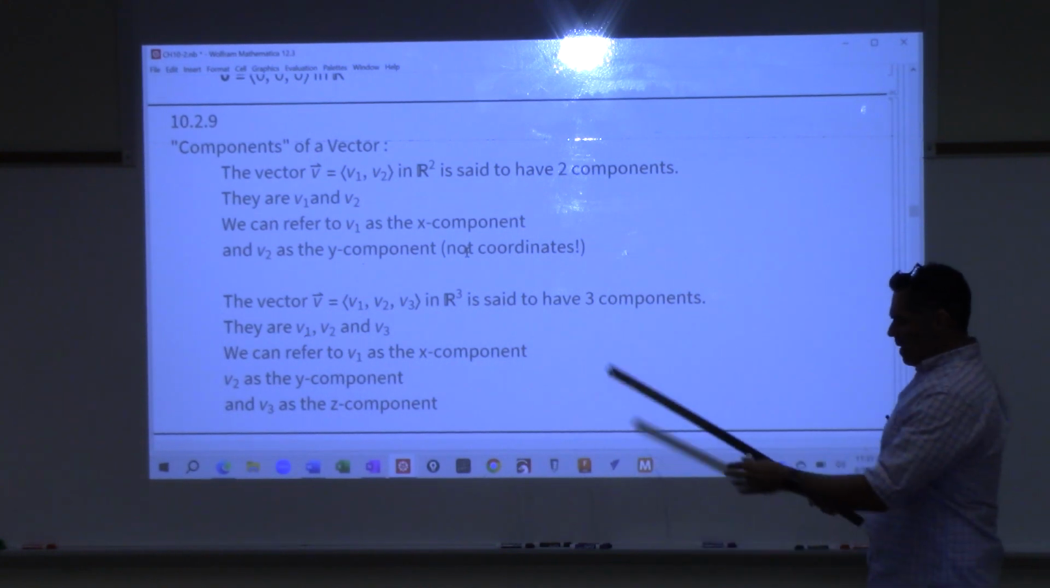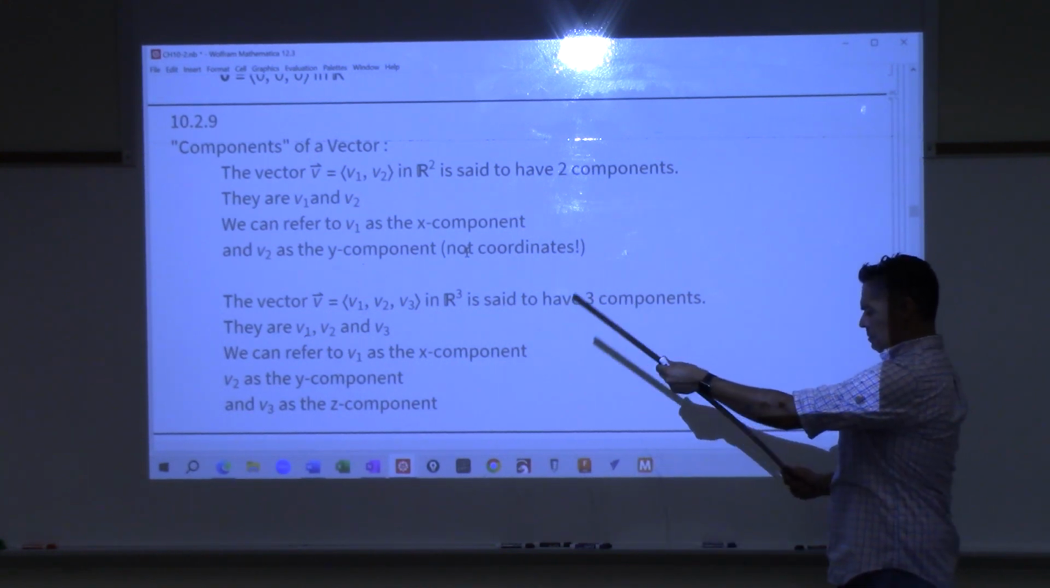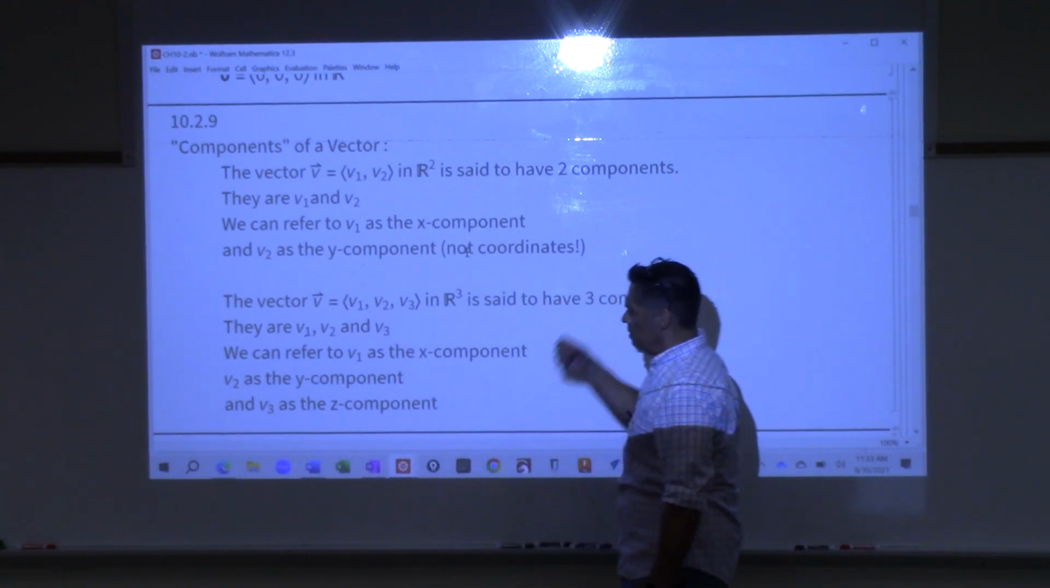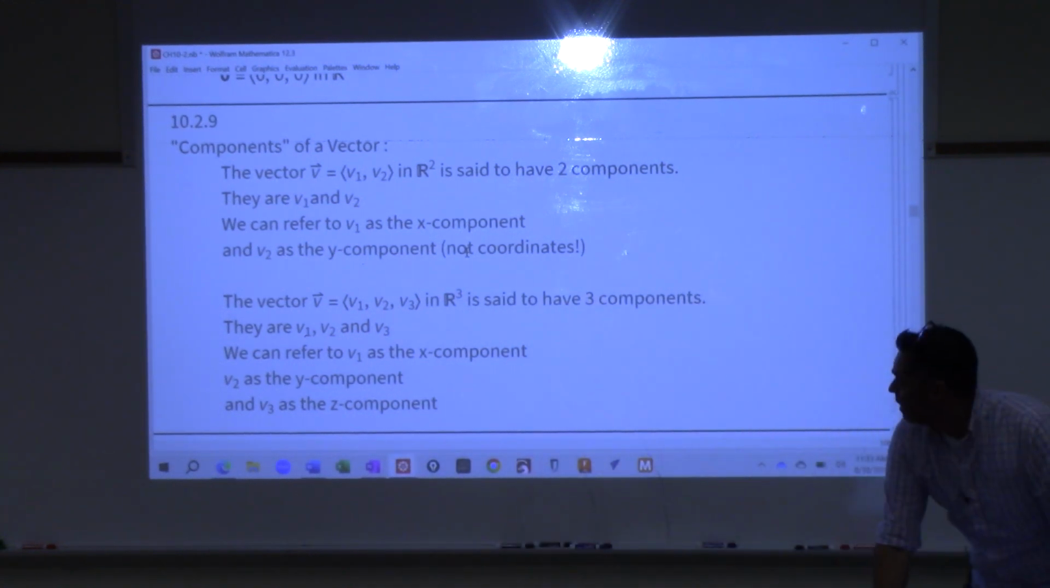In three-dimensional space, you have 3 components, the x, y, and z components respectively.